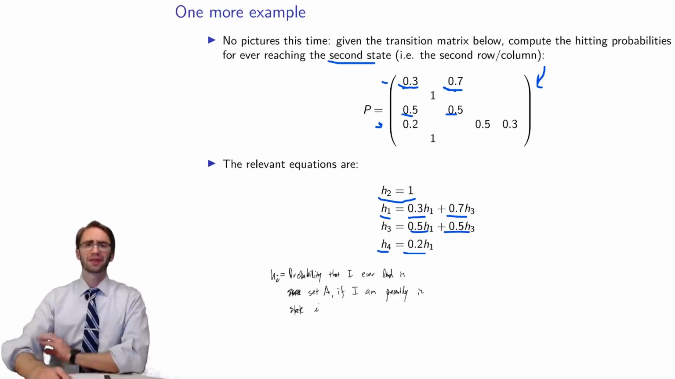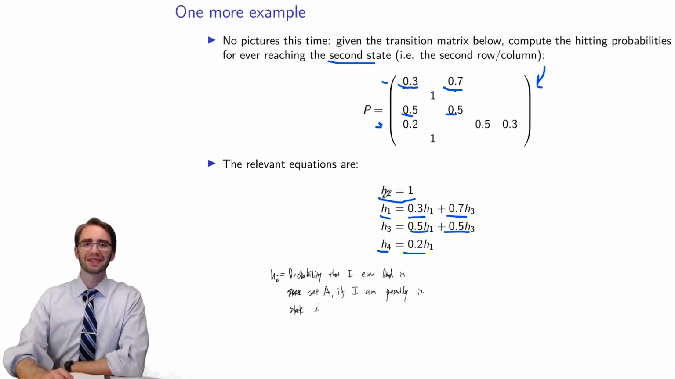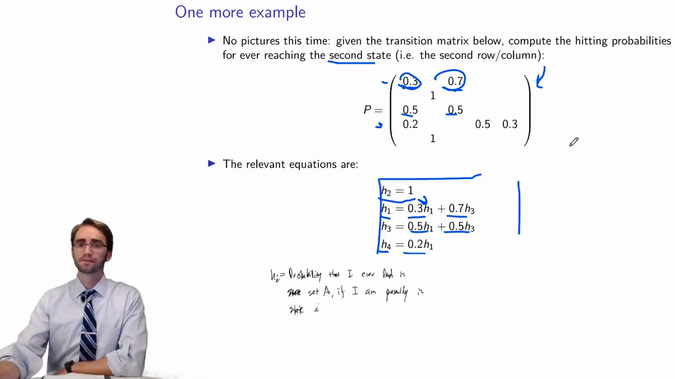Okay, so you see what I'm doing here? I'm just writing out these hitting probabilities. You take these matrix entries as coefficients of these h's, and you have a system of equations that looks like that.